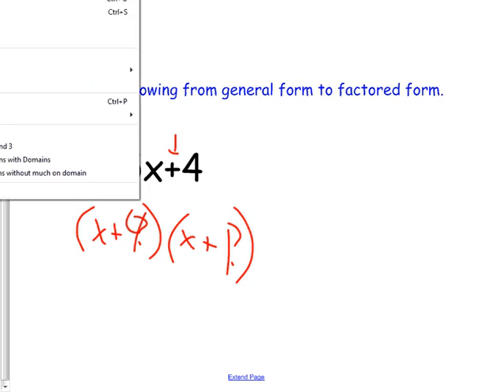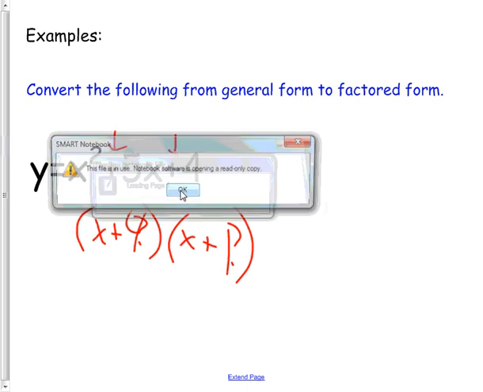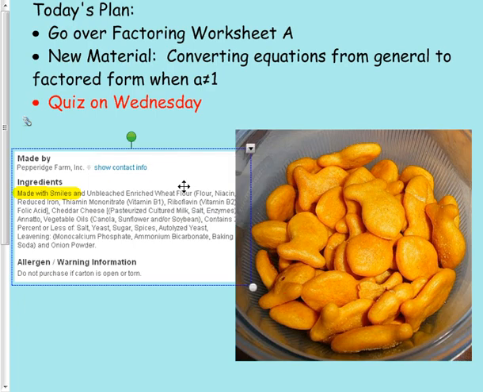So I'm going to move to a different, harder kind of factoring.